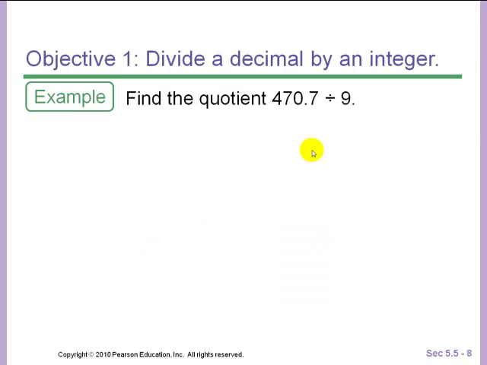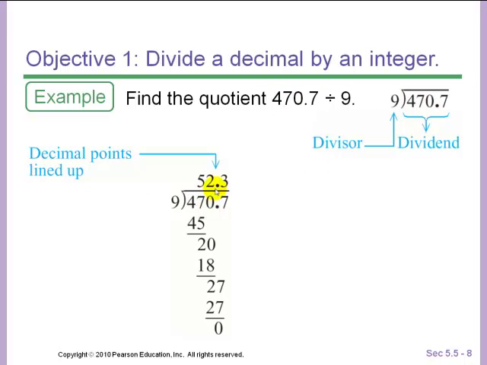Another example. Find the quotient of 470.7 divided by 9. The second number is your divisor, that goes on the outside, and the first number is the dividend, that goes on the inside. The decimal point stays lined up, and we just go through the process. 9 goes into 47 5 times. 5 times 9 is 45. Subtract and get 2. Drop down the 0. 9 goes into 20 2 times. 2 times 9 is 18. Subtract and get a 2.